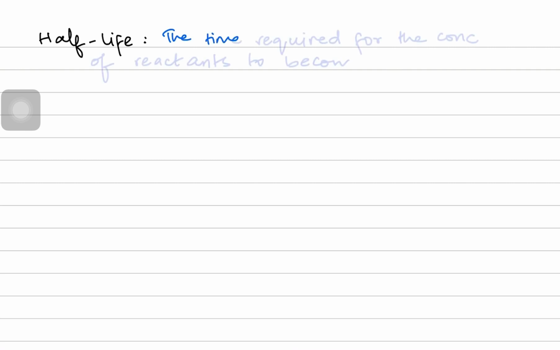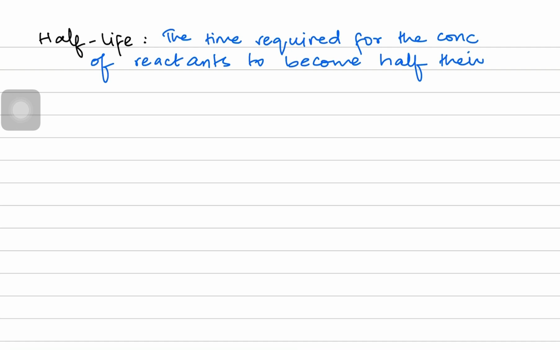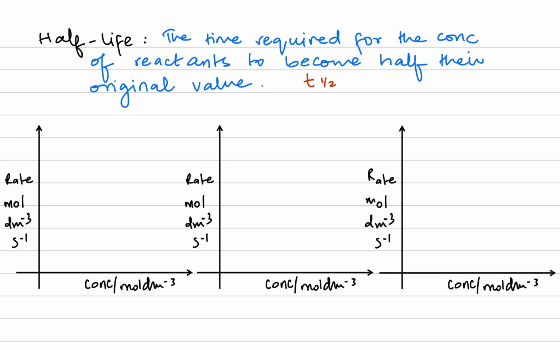Half-life is the time required for the concentration of reactants to become half of their original value. So it means the concentration to fall from 100% to 50%, how much time was needed. It is represented by T half.